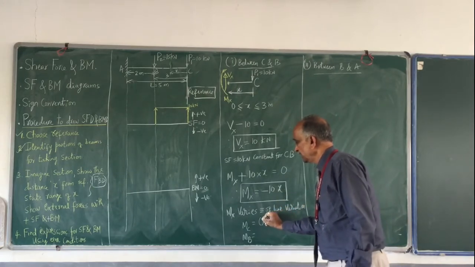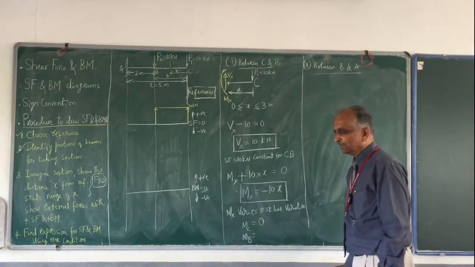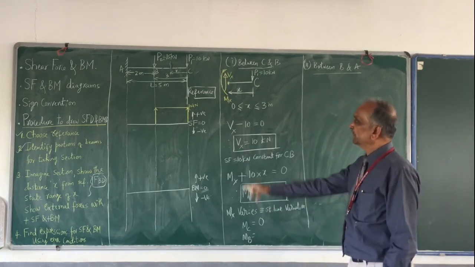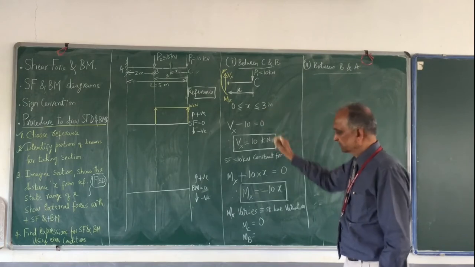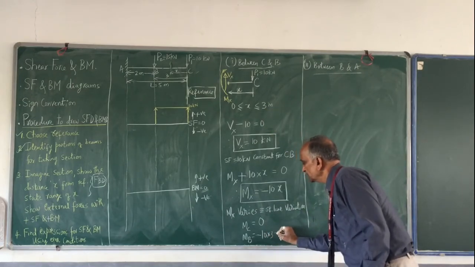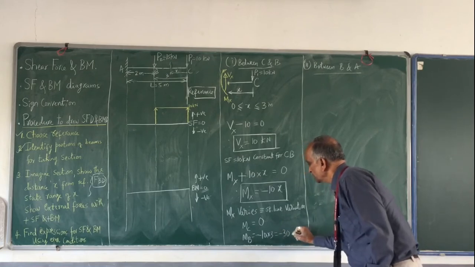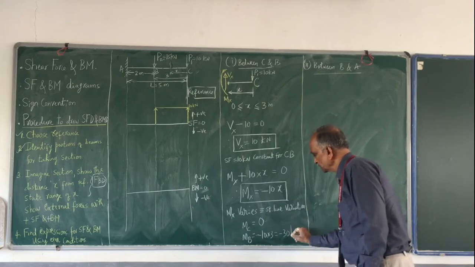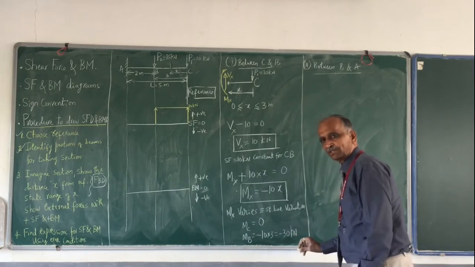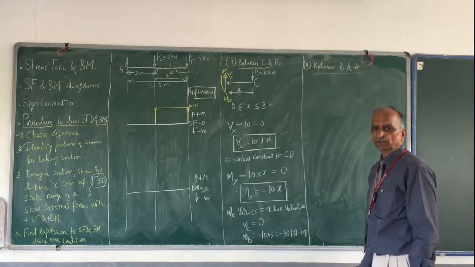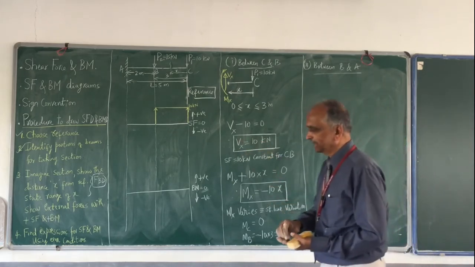The bending moment at C is 0. Bending moment at B: what is the value of x? X is equal to 3 meters. This is minus 10 into 3, that is nothing but minus 30. What is the unit? It is force multiplied by distance. The force is kilonewton and the distance is meters. Minus 30 kilonewton meters. Okay, I can come back here and draw it.